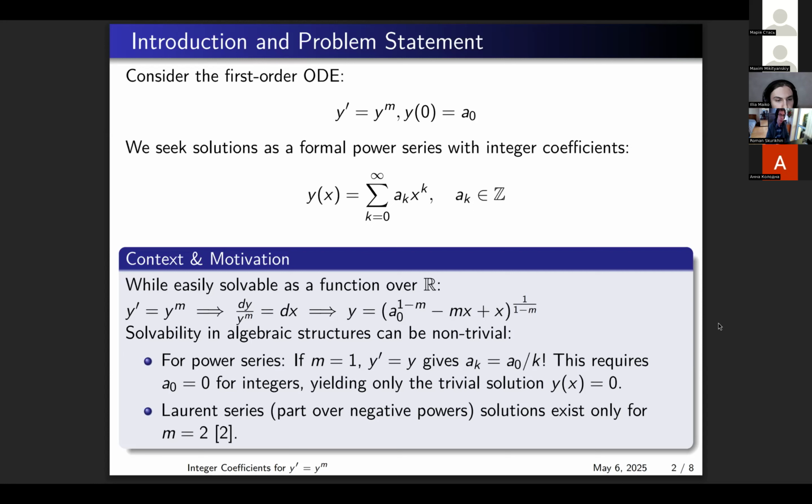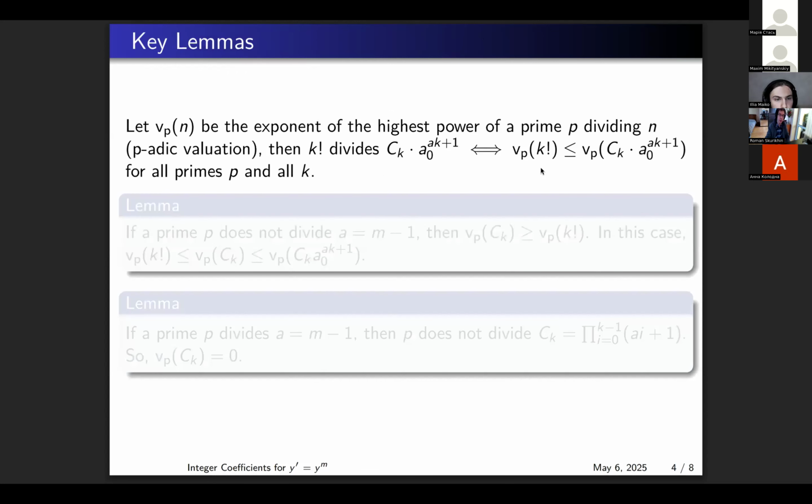Using this notation, p-adic valuation, we can rewrite our requirement. To say that k factorial divides our term is just to say that the p-adic valuation for each prime of k factorial is less than or equal to the p-adic valuation of the same prime of our term. In other words, if we consider the factorization of k factorial and our term, then the power of each prime in the factorization of k factorial should be less than or equal to the power of the same prime in the factorization of our term.